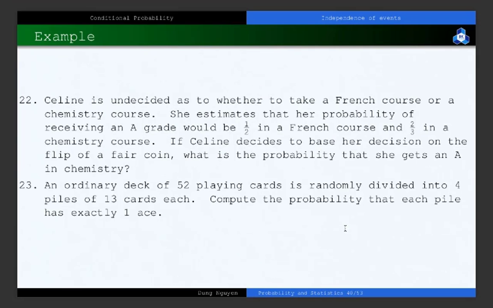Let's try question 22. Celine is undecided as to whether to take a French course or a chemistry course. She estimates that her probability of receiving an A grade will be 1/2 in a French course and 2/3 in a chemistry course. If she decides to base her decision on the flip of a fair coin, what is the probability that she gets an A in chemistry?